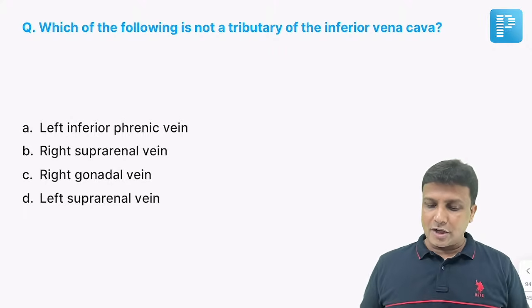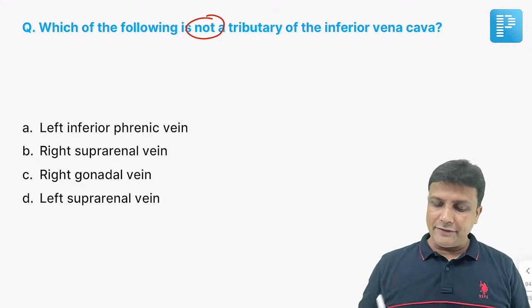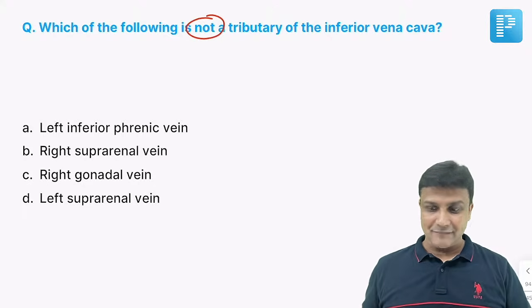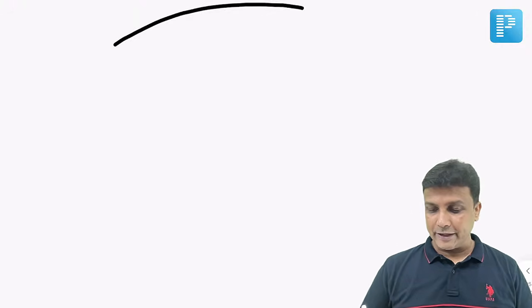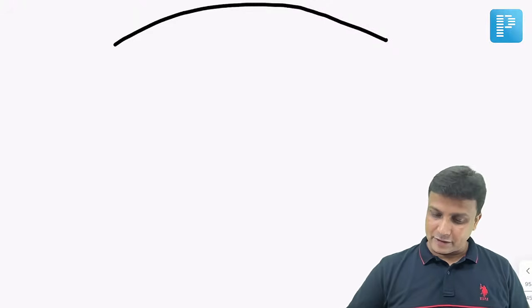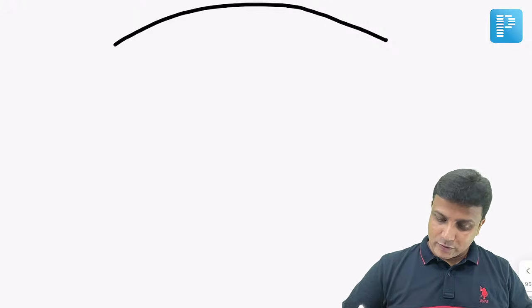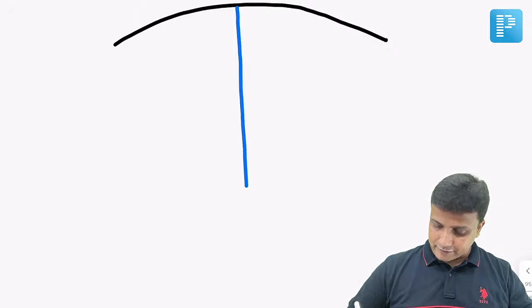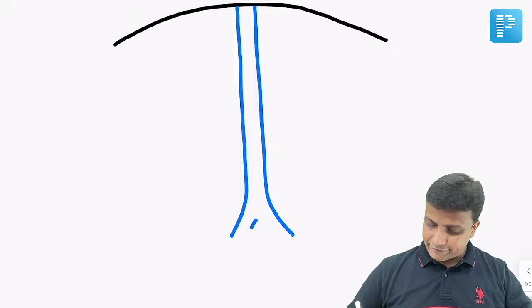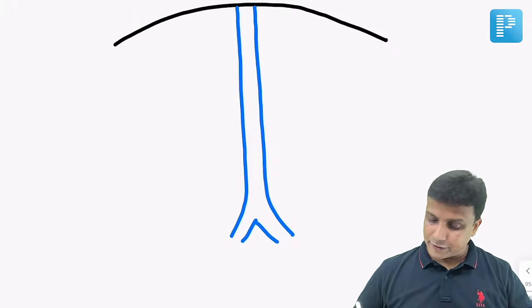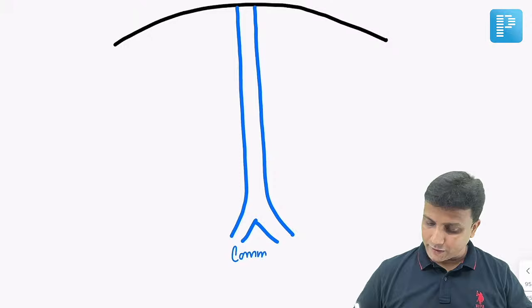Which of the following is not a tributary of the inferior vena cava? Now I'll give you a simple diagram here, so follow this one. Your life will become easy for you. अगर मान लो कि ये diaphragm है, if this is the diaphragm here, sir, and then this one here will be your inferior vena cava here. We know very well that inferior vena cava is formed by the union of common iliac veins.